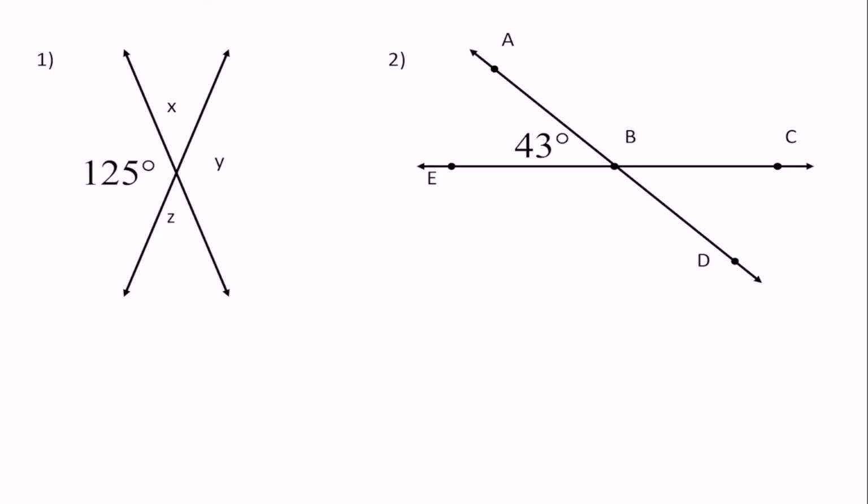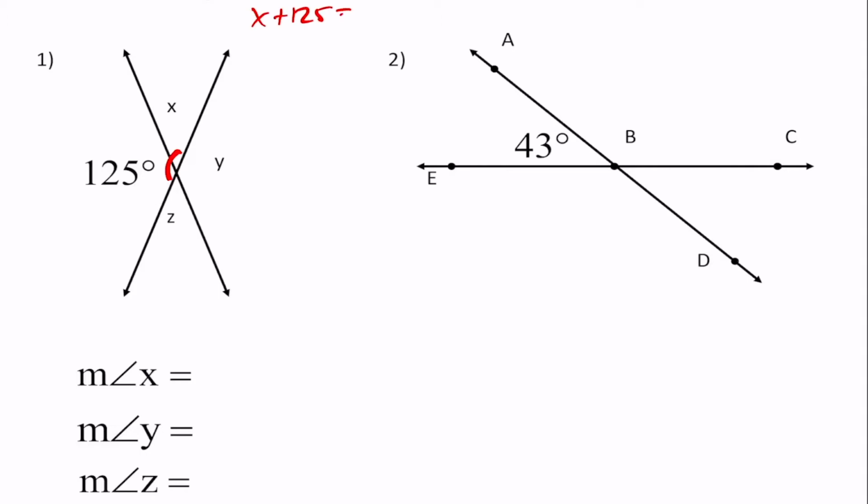You have 125 degrees here. So if I wanted to find the measure of angle X, you saw that right there. These two angles together should equal 180 degrees. Okay, so if I wanted to solve that, I would say X plus 125 will equal 180 degrees. All right, so if I subtracted 125, I should have X equal 55 degrees. That's the only kind of subtraction I needed to do.